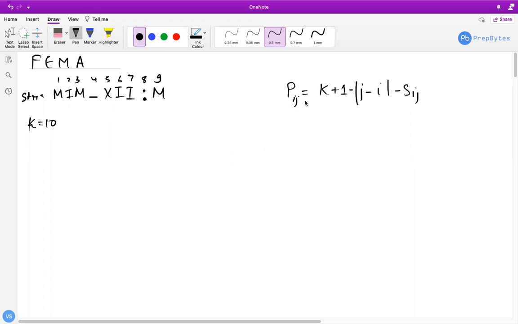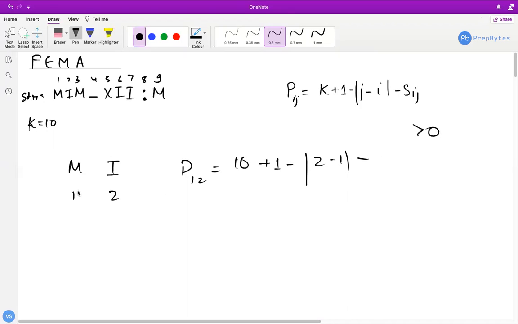Now if for P ij we get M and I, that is magnet and iron, anytime, then if the value is greater than 0, only then can we count that pair, otherwise we cannot count that pair. And once we have counted that pair, it cannot be used again. I have explained all these pointers while explaining the question. Now let's look at this example. We have got M and we have got I at 1 and 2. Now let's calculate the P ij for this. What is it? K is 10, plus 1 minus J minus I, that is 2 minus 1, minus the number of sheets between these two.